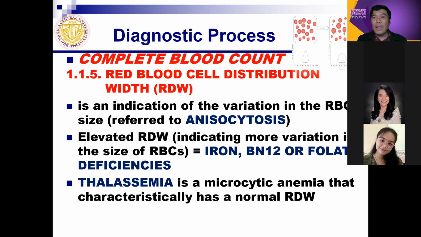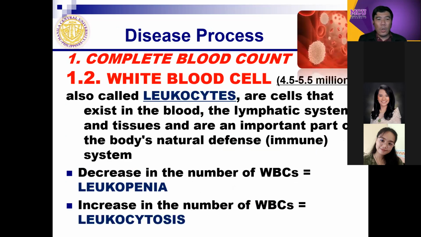So thalassemia is a genetically acquired blood disorder pero ang RDW niya ay normal. So we will now proceed naman on the white blood cell. So ano naman po ang white blood cell? Ang white blood cell naman po also called as leukocytes. So kanina erythrocytes po ay sa red blood cell, pero ang leukocytes naman po ay referring to the white blood cells.